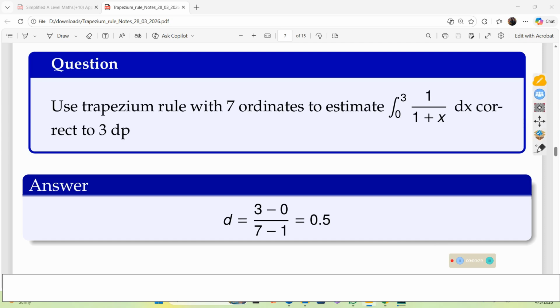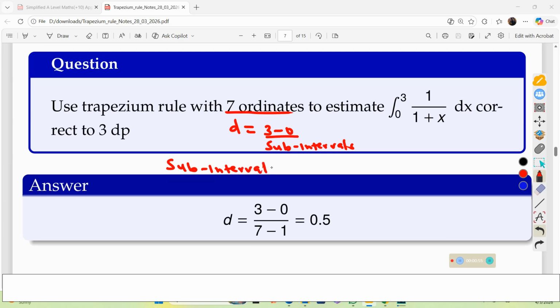One, we need to get d first, and your d is obtained by getting the range, which is 3 minus 0, and you divide by the number of subintervals. But when you look at what we are given, we are given ordinates, and subintervals are equal to ordinates minus 1. So subintervals will be equal to ordinates, which are 7, subtract 1.